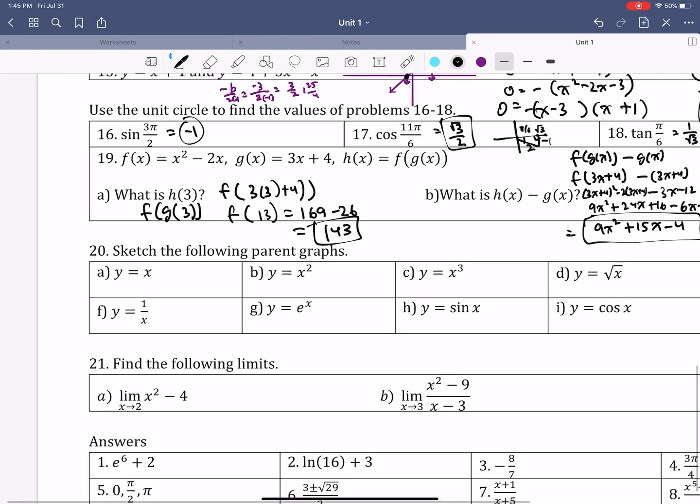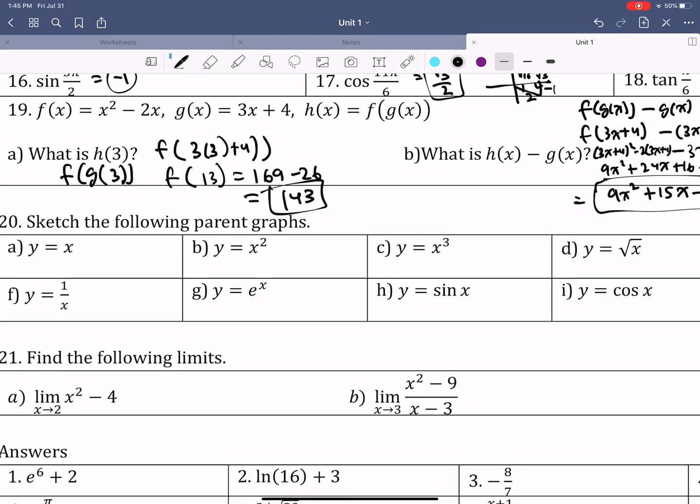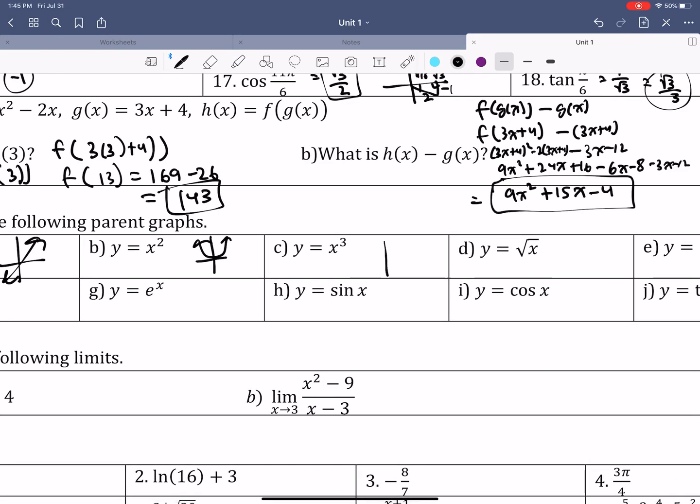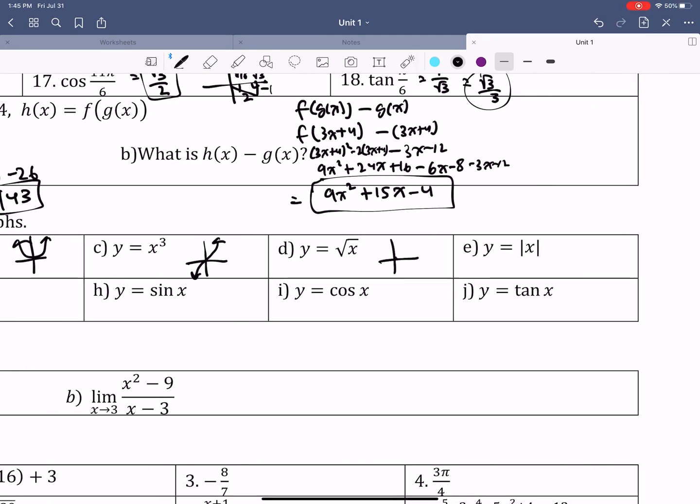Okay. Sketch the following parent graphs. If we were to just sketch it, line. I would want you to do it in more detail, but just so you know. Parabola, cubic, is like one of these things. Y is equal to root x, so that's a square root graph. It tapers off. Okay, anyways, absolute value.